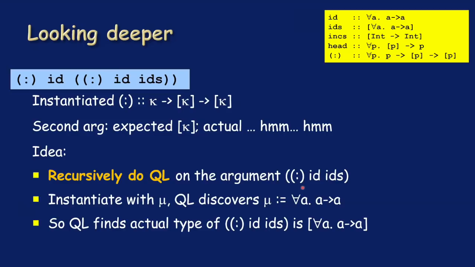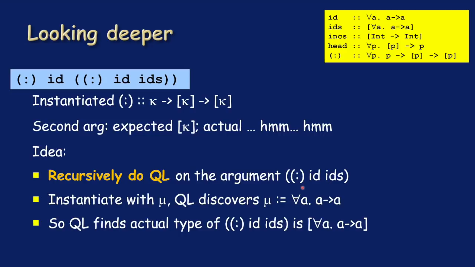Now, I said we can look at arguments. We might want to look deeper into the arguments. So here's cons of ID and, in brackets, cons of ID IDs. Now we instantiate the outer cons. Its second argument has expected type list of kappa, and its actual is cons ID IDs. So maybe we could recursively quick look into that argument, and then instantiate that inner cons in a quick look kind of way with mu, discover that mu must be forall a. list a to a, and then find the type of the inner thing must be list of forall a. a to a. Okay, so we can recursively quick look, and you might worry about this, and you'd be right to.